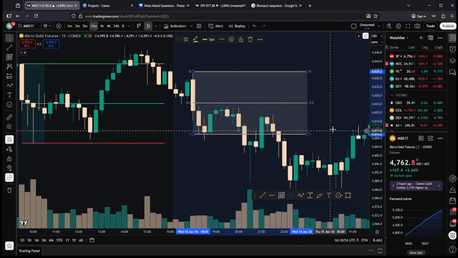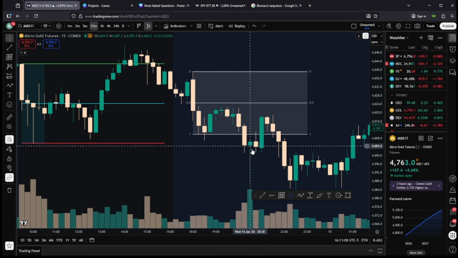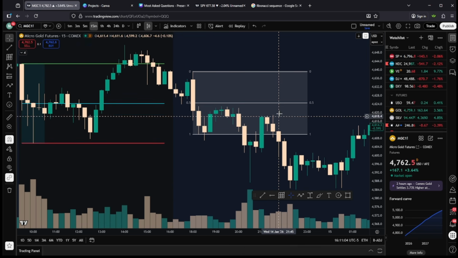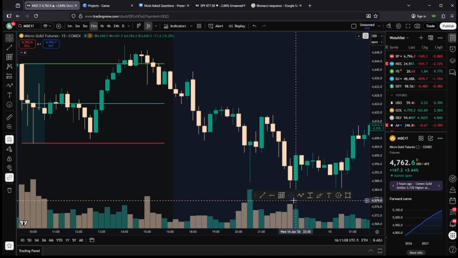I took this trade at, I believe, about 4,617, 5-point stop, did not get hit, and then it ended up crashing all the way down to 4,587, missed out on another 40 points or $400 on one micro gold.